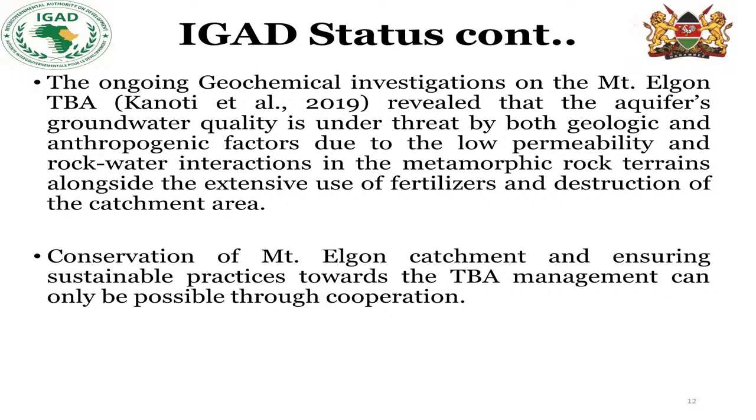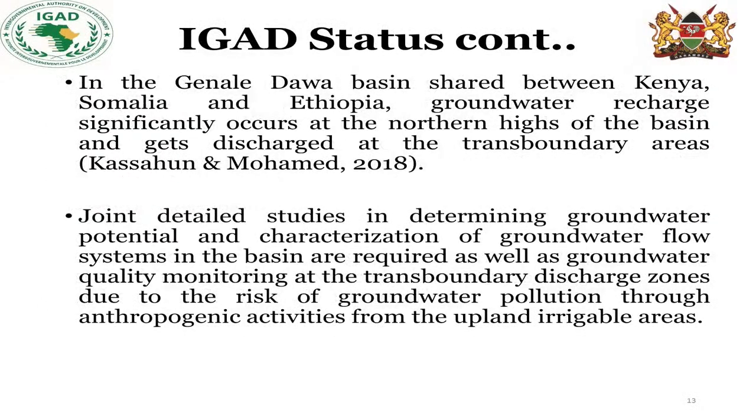We see that the ongoing geochemical investigations on the Mount Elgon transboundary aquifer revealed that the aquifer's groundwater quality is under threat by both geologic and anthropogenic factors, due to the low permeability and rock-water interactions in the metamorphic rock terrains, alongside the extensive use of fertilizers and destruction of the catchment area. Conservation of Mount Elgon catchment and ensuring sustainable practices towards the management of the aquifer can be possible through cooperation.